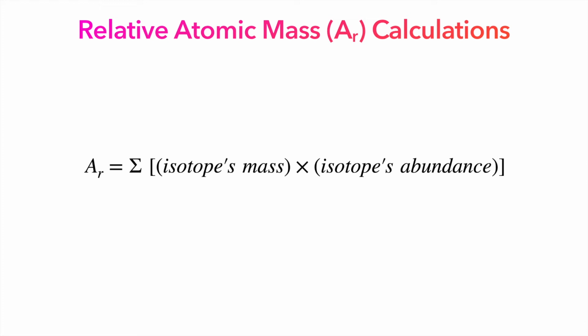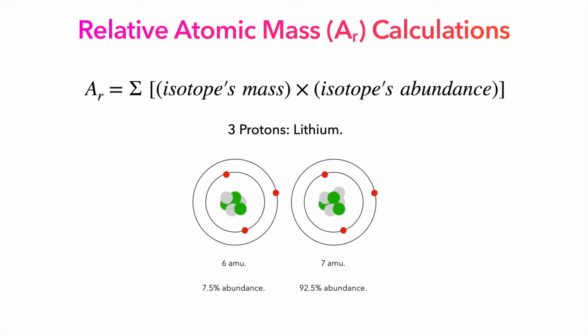It's that simple. Let's look at the two naturally occurring isotopes of lithium, lithium-6 and lithium-7, in order to determine the relative atomic mass of lithium. Note that the 6 and 7 in lithium-6 and lithium-7 refer to the respective atomic masses of these isotopes. Lithium-6 has an abundance of approximately 7.5%, and lithium-7 has an abundance of approximately 92.5%.